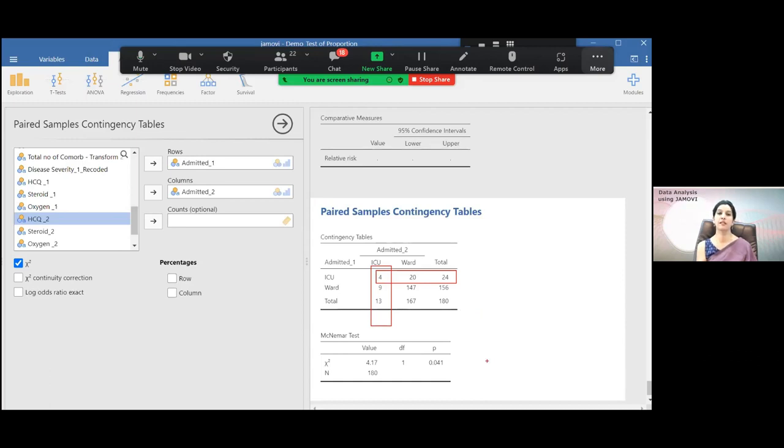It is like a paired t-test, but in the paired t-test, we take the mean, a continuous variable. Here we are taking the proportion, and the proportion should again be binomial. It should be a 2 by 2 category. We cannot take more than 2 by 2.